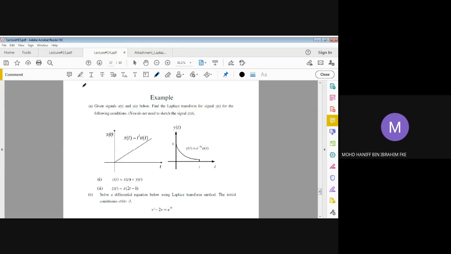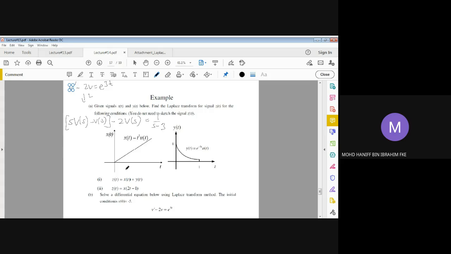Okay, so from v prime minus 2v equals exponential of 3t, what you have to do is write this in Laplace transformation. So we are going to have s of V(s), using the differentiation property, first order, minus v(0). That should be the Laplace for the first term, v prime. The second term should simply be minus 2 V(s), and it equals, for the third term, 1 over s minus 3.